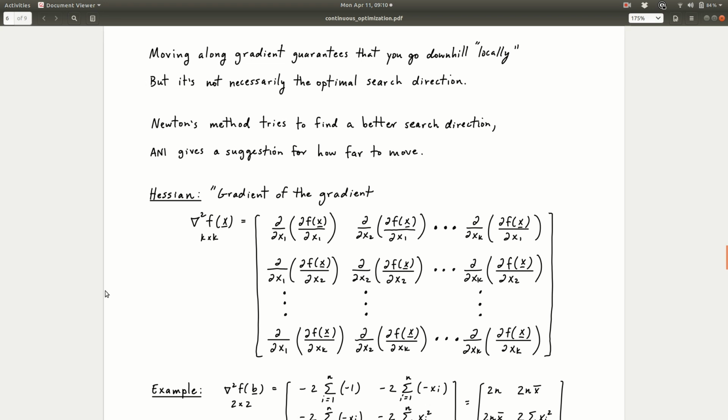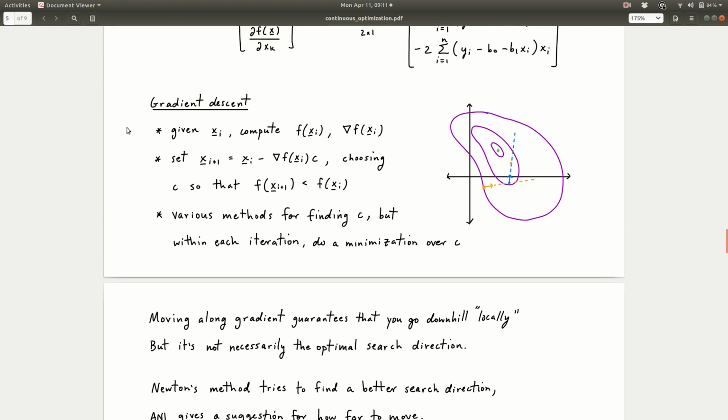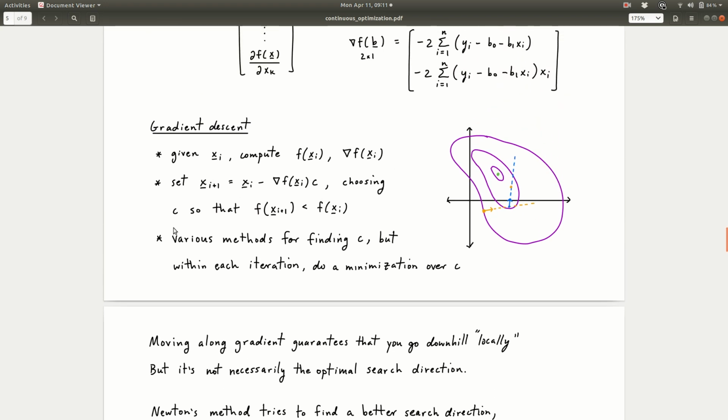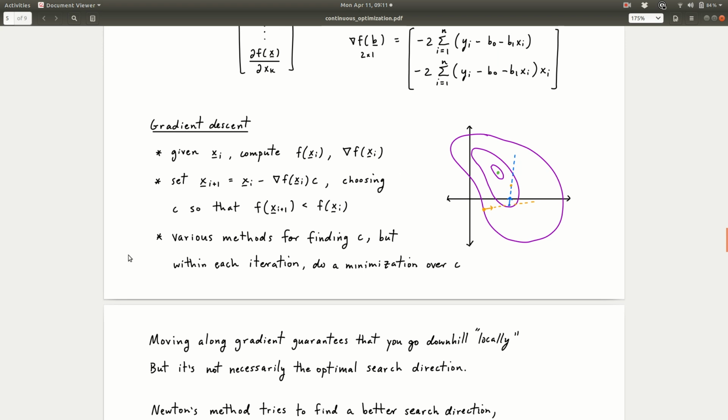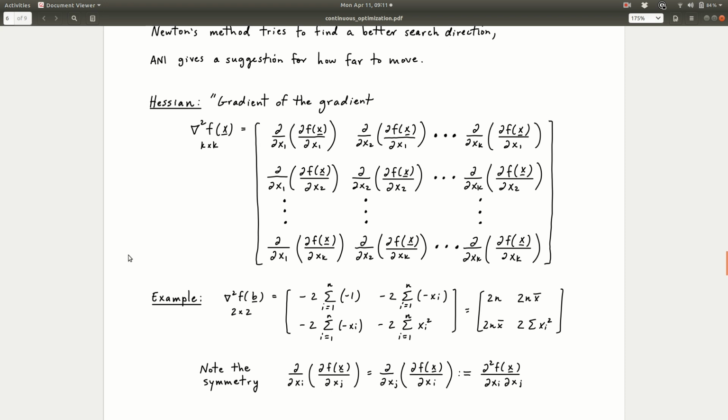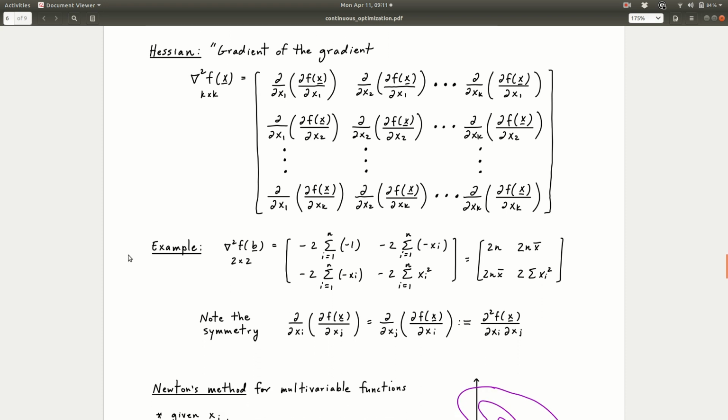All right, so that's what Newton's method is going to do. But before we get to Newton's method, we have to talk about the second derivative of a multivariable function. What Newton's method does is it tries to find a better direction to search in, and it tells you how far to move along that direction. So we're not going to have to do this kind of interior optimization over how far to move when we're using Newton's method. Okay, so what is the second derivative of a multivariable function?